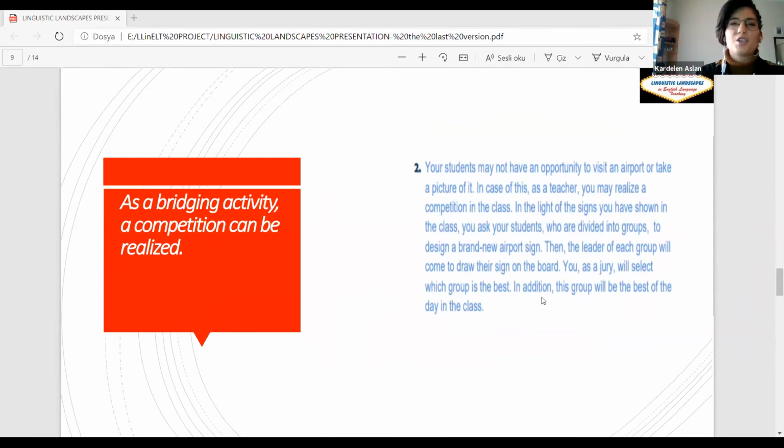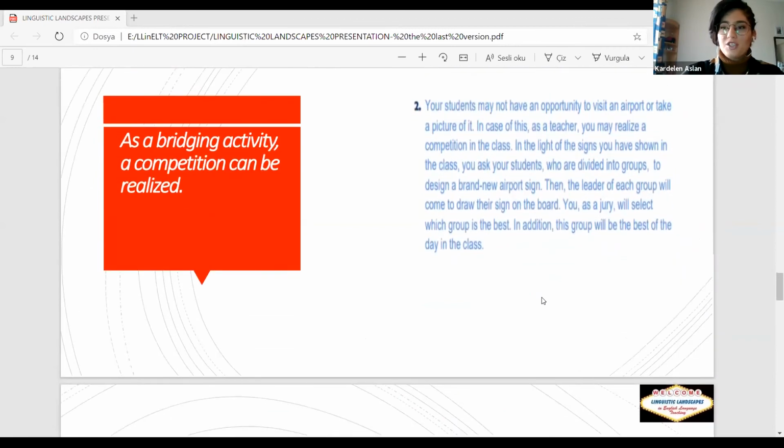Its aim is to use English communicatively and also collaboratively in our classrooms. That's why we will divide our classroom into some groups, and then the students will work in groups, and they will design their own airport signs. And each representative from each group will come to the board and draw the airport sign they have designed beforehand, and the best one will be the winner. So here we will focus on the linguistic landscapes inductively, and also the students will use English collaboratively and communicatively inside the classroom. So this can be used as a bridging activity.